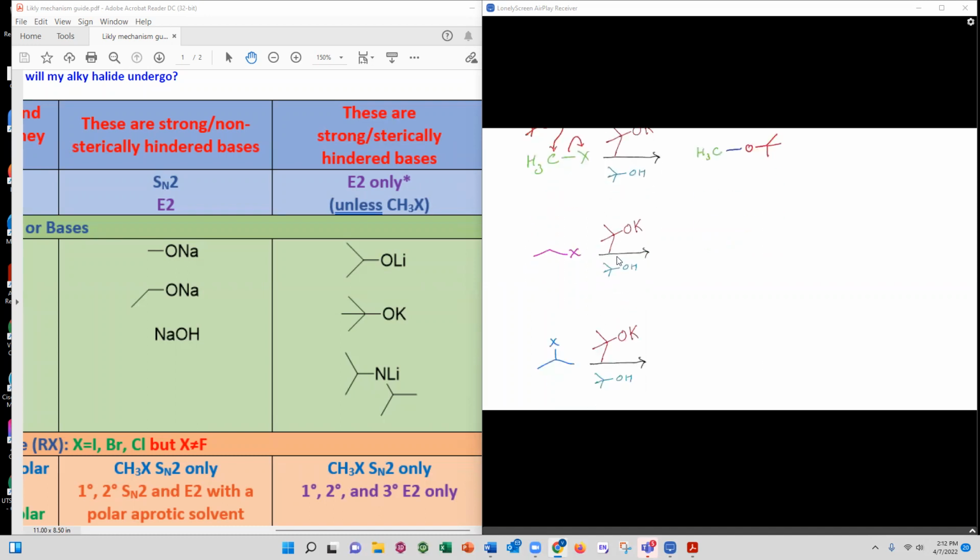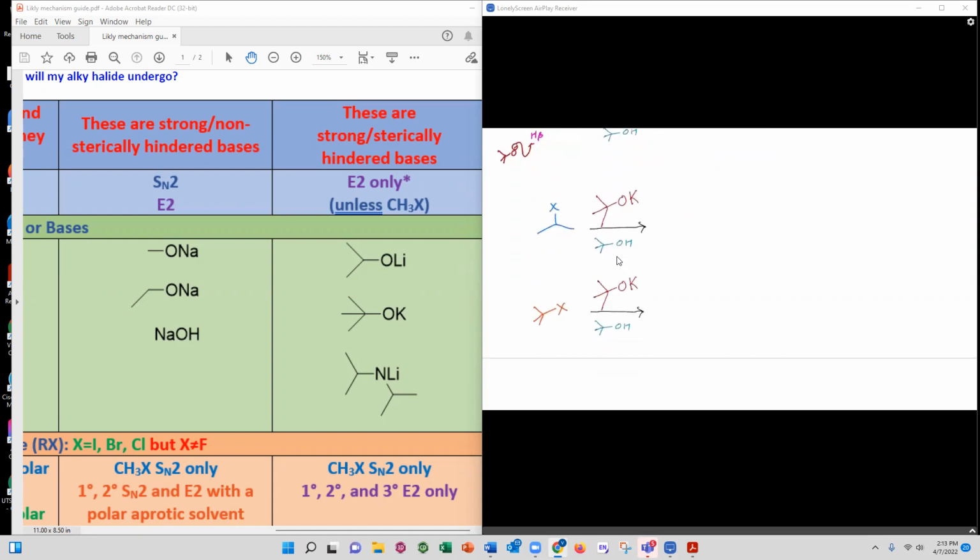With this next one, my primary, I can only do E2. So again, my tert-butoxide, which is this guy right here, is going to come in, remove this beta proton, form my pi bond, and form this substrate here, which is an alkene. Again, if you're not sure, go ahead and draw your carbons in like that. You can see where they are. Same thing over here. I'm going to remove this beta proton with my secondary substrate.